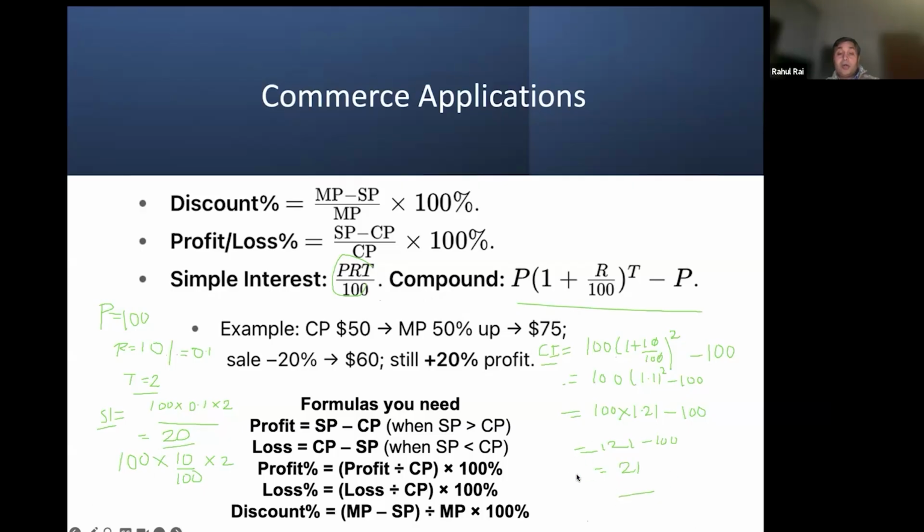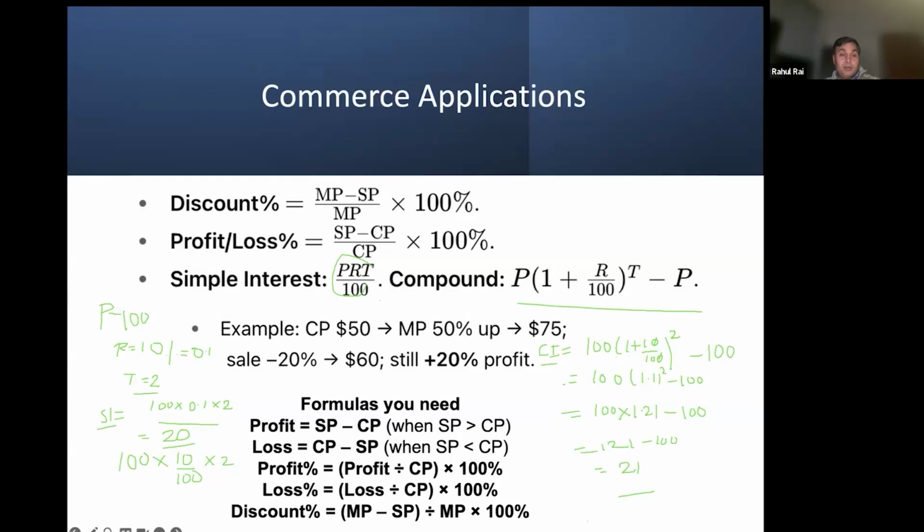The compound interest is always more than the simple interest because you're charging interest on top of interest in the successive years, and that is why the terminology compound comes into the picture, and you get these equations that we have. So you need to remember all of these equations.